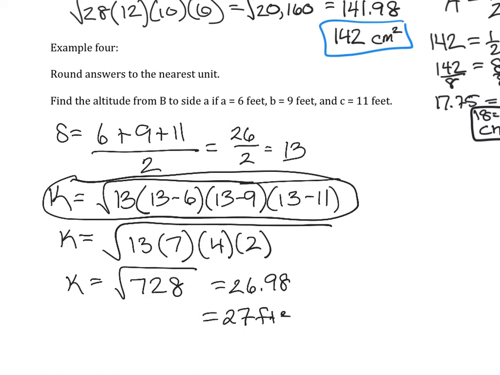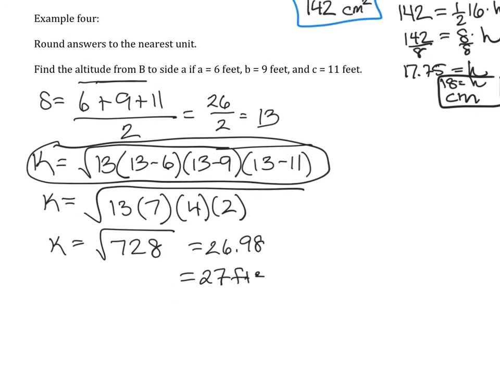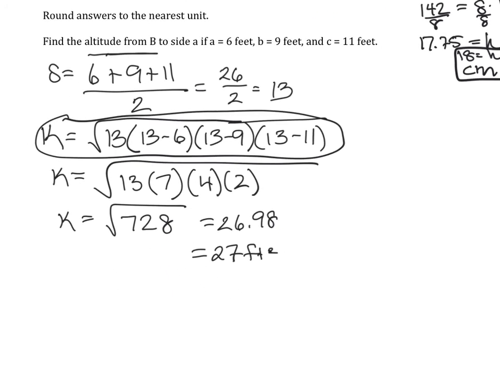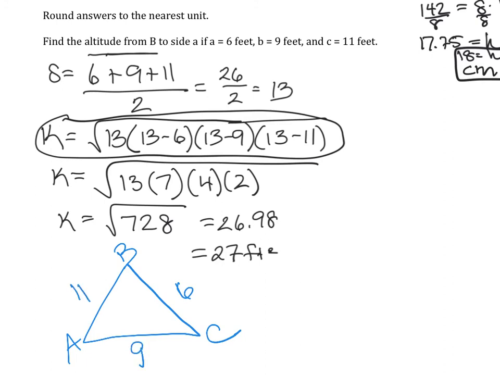All right, not done yet because we want to find the altitude from B. So again, I'm going to draw that picture because it's easier to see what's going on. Let's just do A, B, C. Notice that whatever altitude I want to find, I put that angle on top so you don't have to rotate your paper if B was on the side. Now I'll label all my sides: little side A is 6, side B is 9, side C is 11.